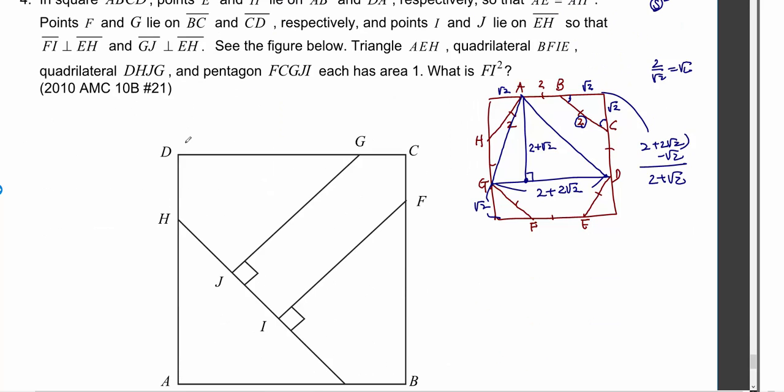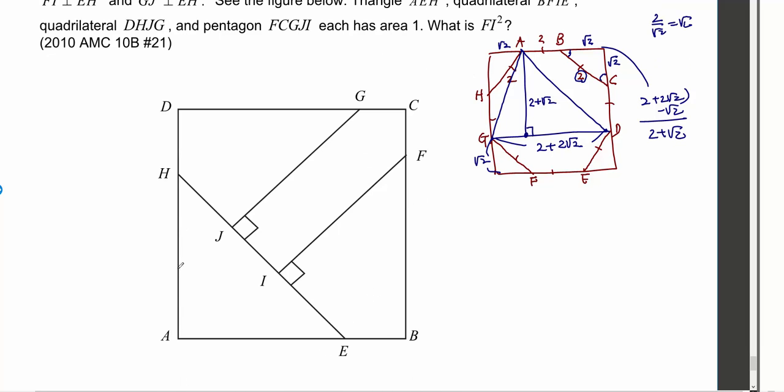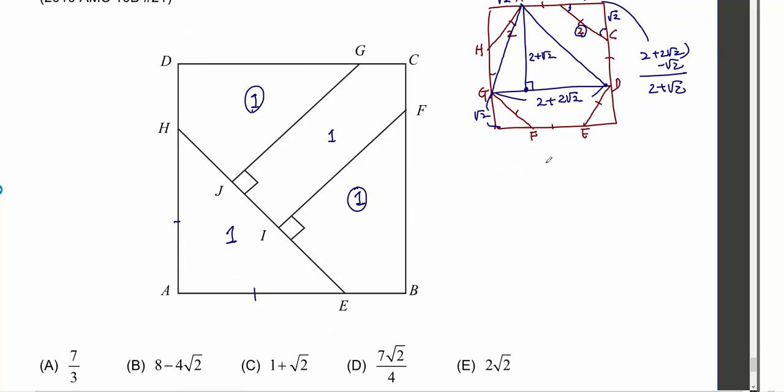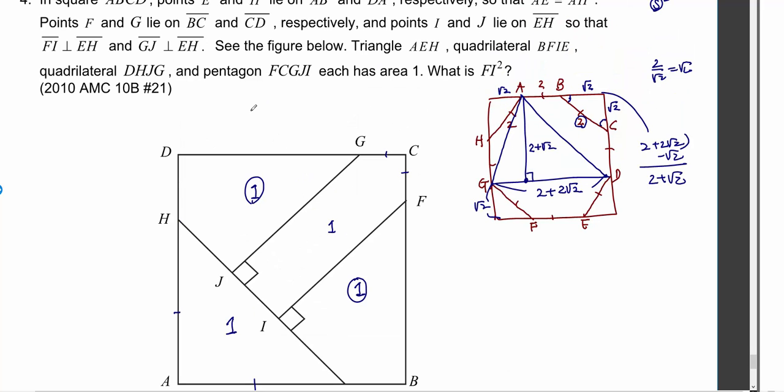Alright. The next one, number 4 over here, we have AE, AH. This is isosceles, and this is perpendicular. Each area of the pentagon, they are all 1. This area is 1, this area is 1, all these areas are 1. So actually these two sides are congruent, right? To be equal means these two lengths should be equal. Using this, we're going to find phi squared.